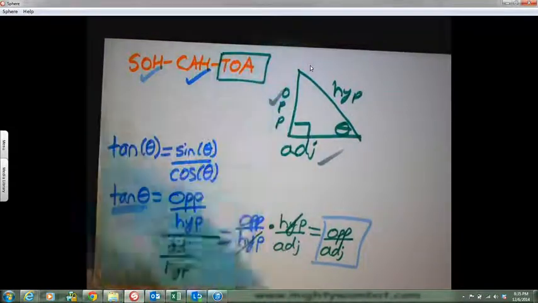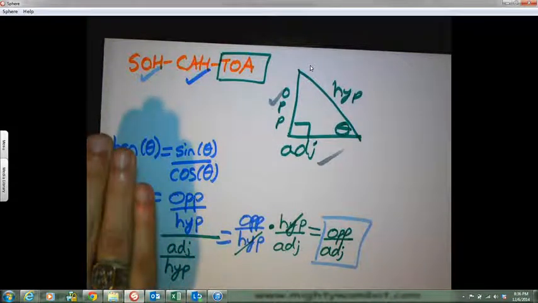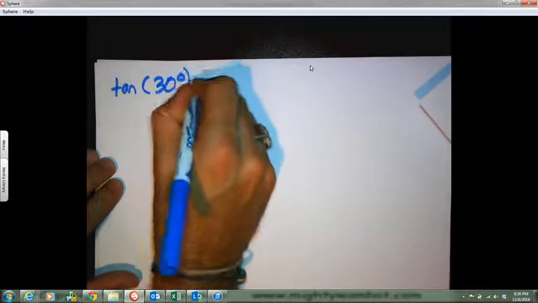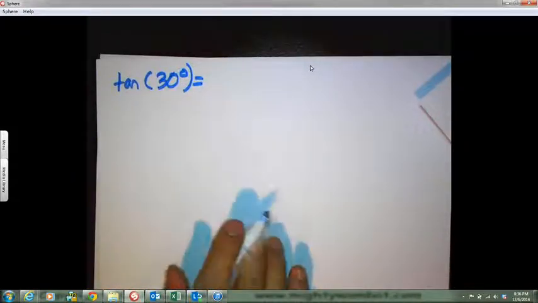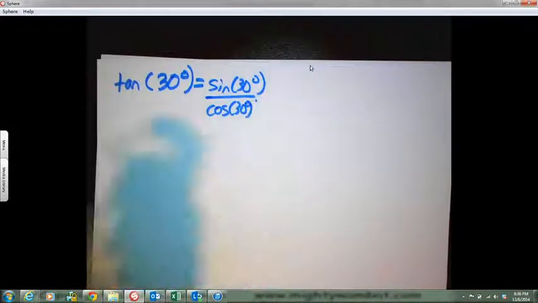If I said, what is the tangent of 30 degrees, I would say, well, tangent of 30 degrees is sine 30 degrees over cosine 30 degrees. And I think it's helpful to write this in different colors. So let me start doing that. Sine of 30 degrees is 1/2. Then I've got the big divided by cosine of 30, which is √3 over 2.